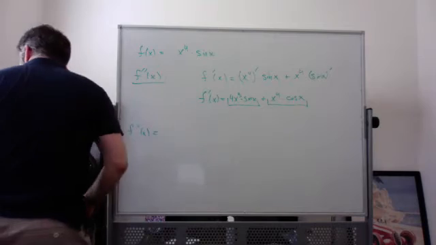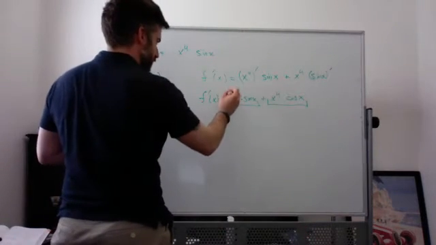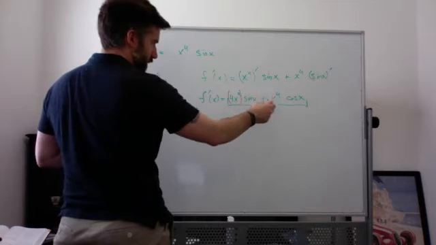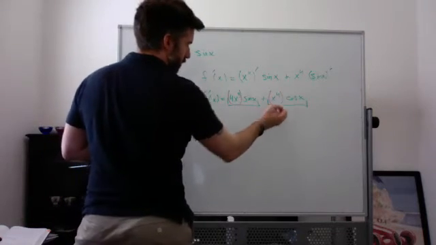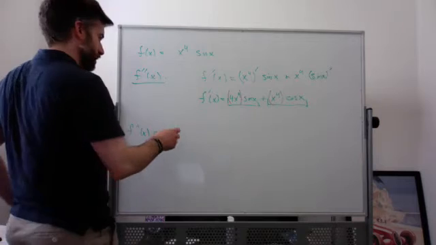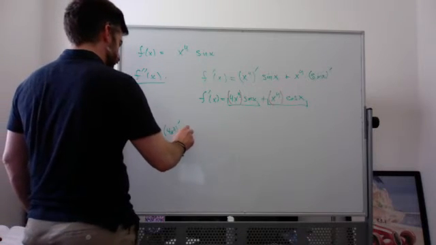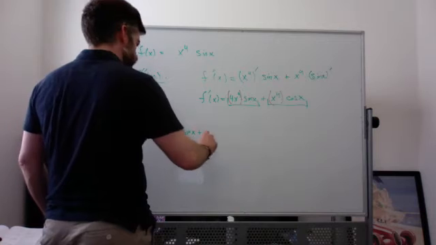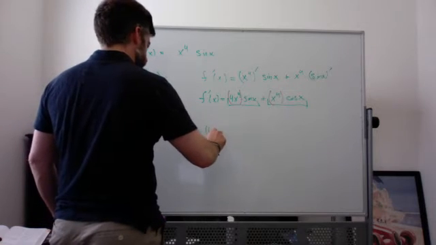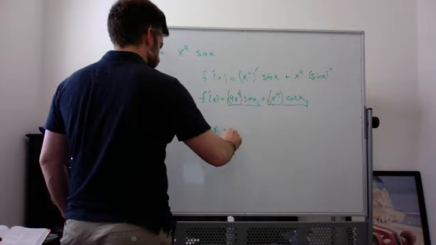So here's how it's going to look. I'm going to think of this as one piece, 4x cubed times sine of x, and then this as x to the fourth times cosine of x. Taking the derivative here, I'm going to get the derivative of 4x cubed, times sine of x left alone, plus 4x cubed, so 3, times the derivative of sine of x.